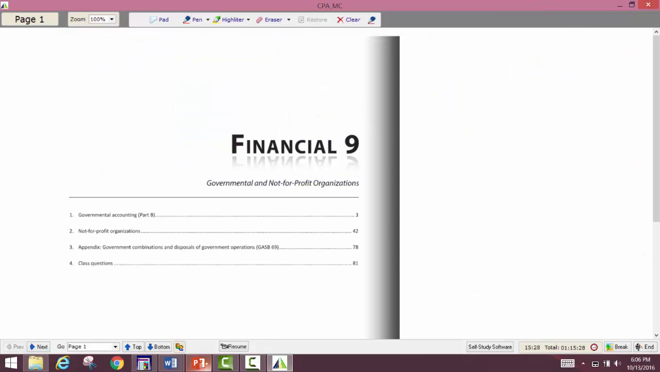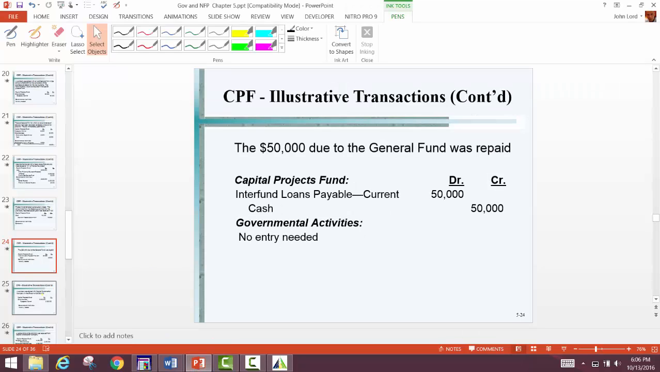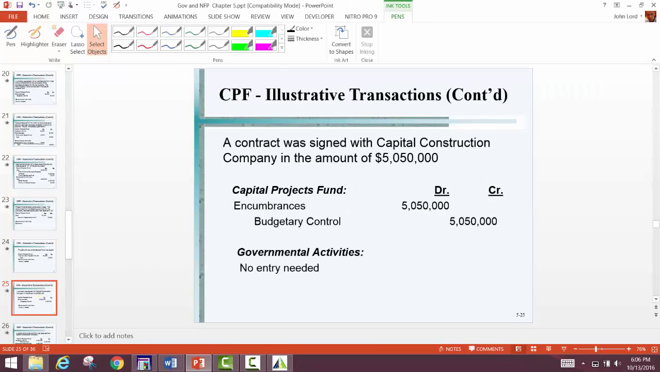Okay, then what? Then we come back. Meanwhile, back at the project, we finally start to what? Start to spend some money. So we sign a construction contract. When we sign the contract, encumbrance accounting, debit the encumbrance, credit the budgetary control, right? For the amount that we're going to be paying on this contract. You don't make budgetary entries at the government-wide level.